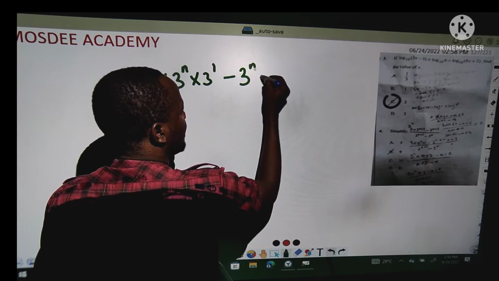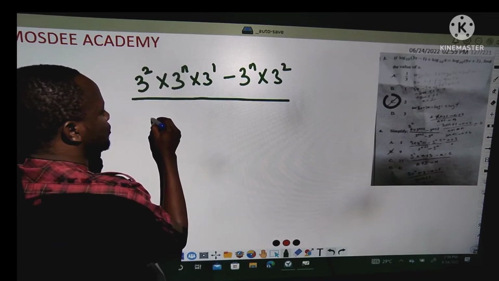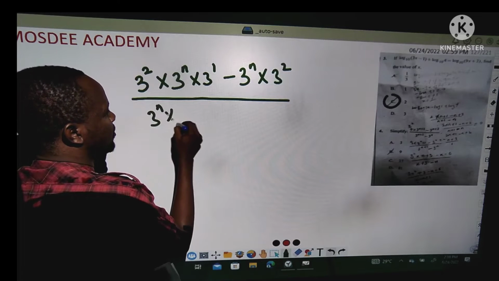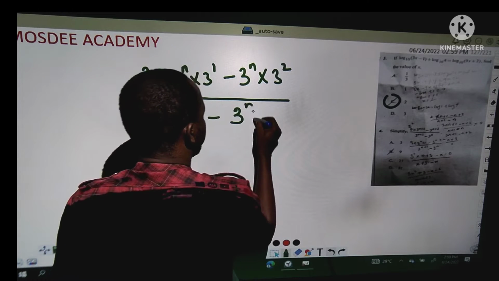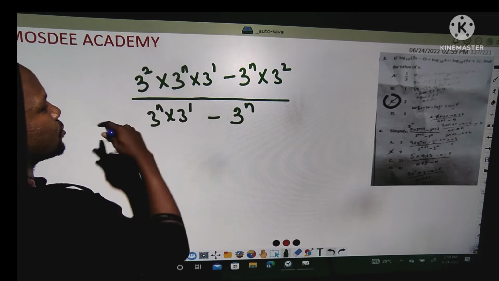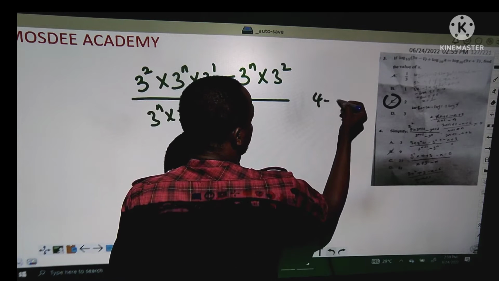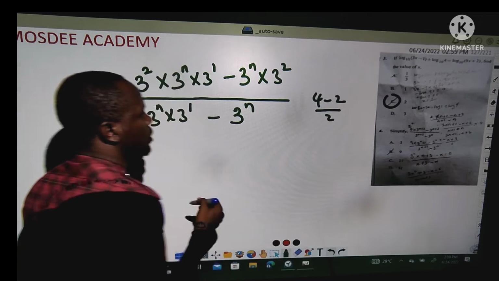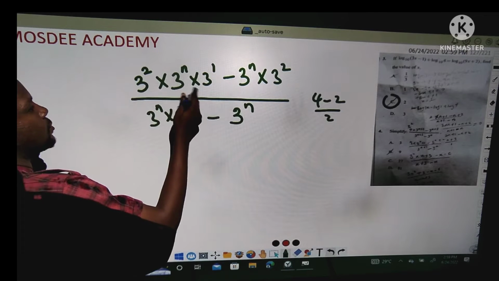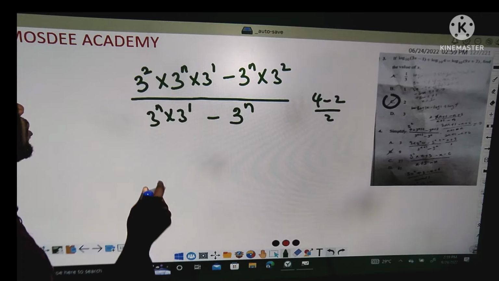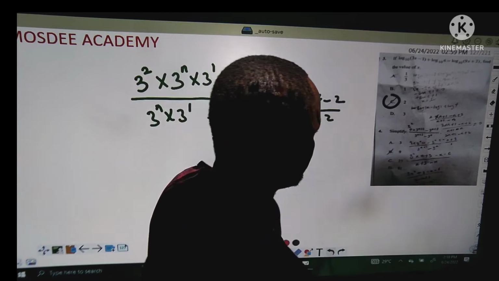Minus 3 raised to power n times 3 raised to power 2 over, because I want to cancel, 3 raised to power n times 3 raised to power 1 minus 3 raised to power n. As you can see here, we can factorize what is common, and you can also cancel because we are subtracting. So if you have 4 minus 2 over 2, you can say 2 here 1, 2 here 2. It's very, very long. Hope you know that. No time to be explaining. I would have loved to explain all these things. So what I can just do here is go for what is common. Everything here is having 3. Then I can now say, okay, because this is a minus sign, I don't want to waste our time.